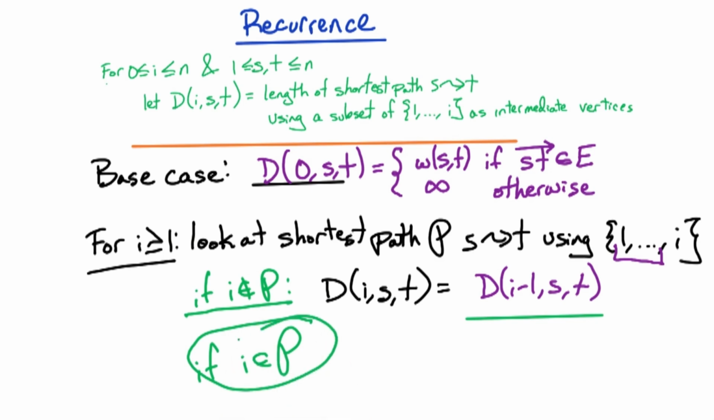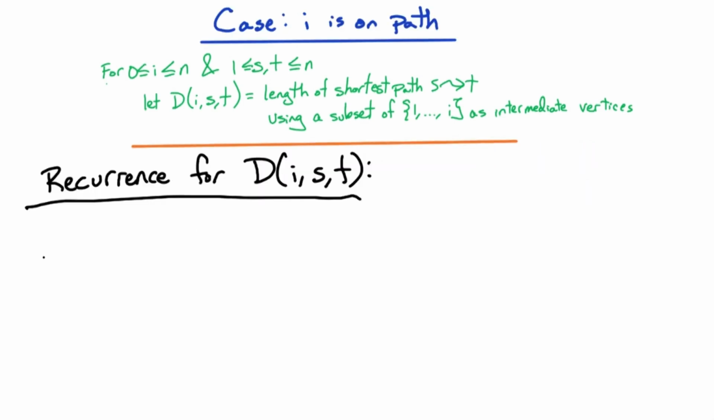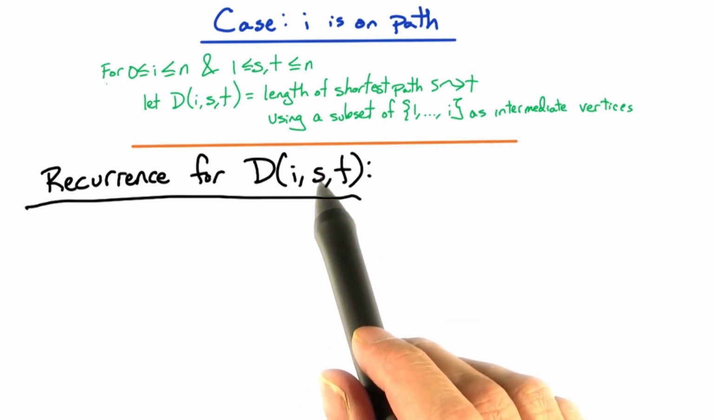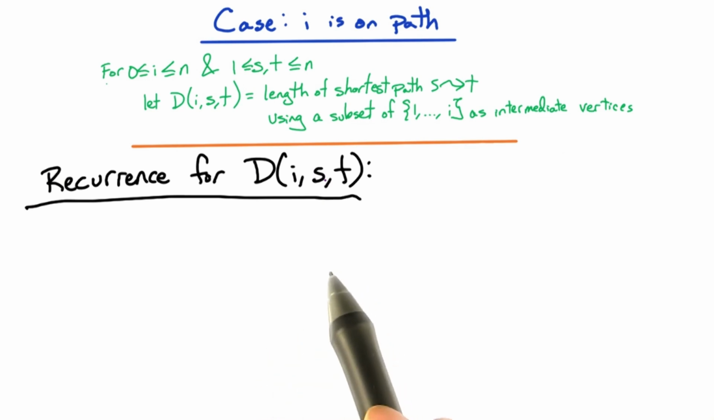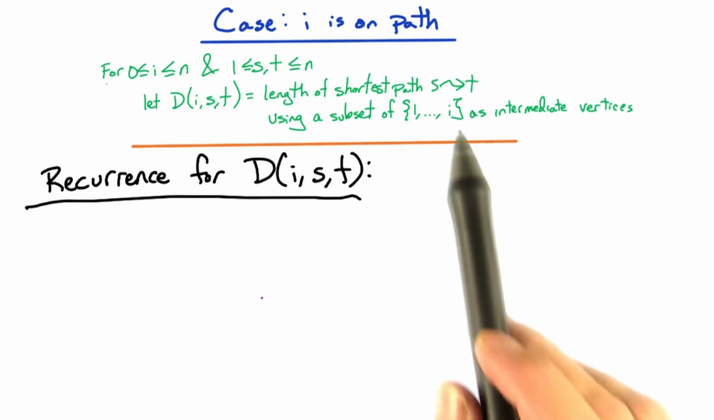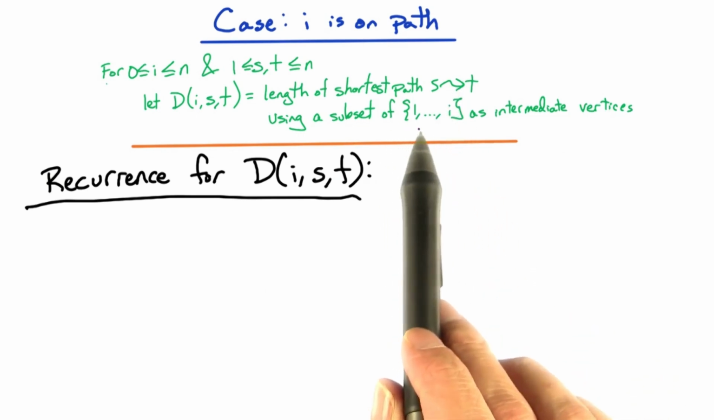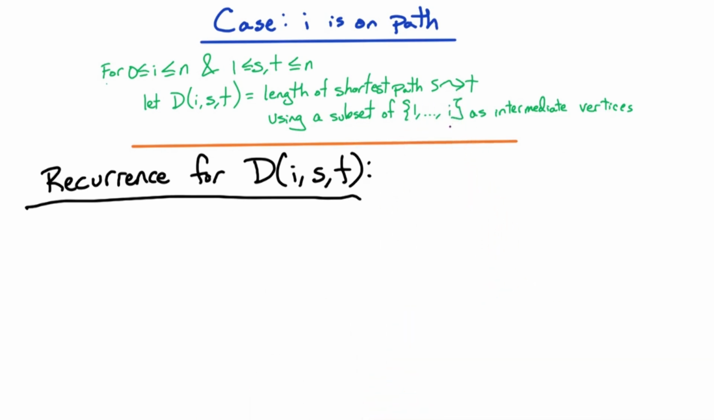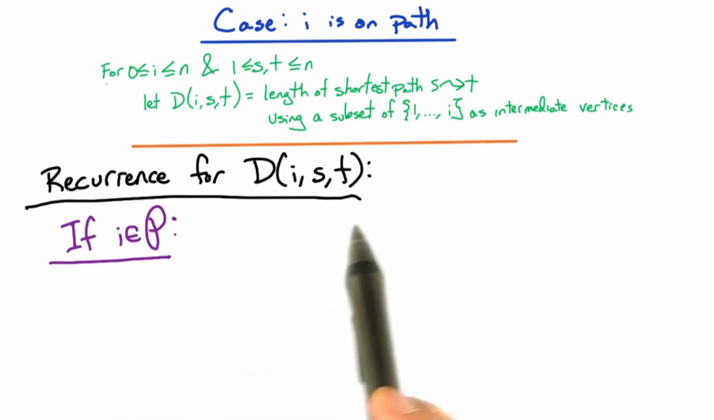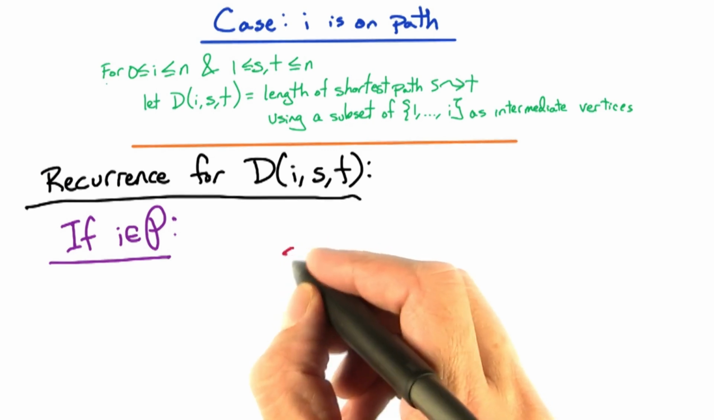Let's dive into this a little bit more carefully. So we're trying to write a recurrence for D of I, S, T. We did the case where the vertex I is not on the shortest path from S to T. And now we want to do the case where vertex I is on the path from S to T. And we're talking about shortest paths which only use vertices 1 through I as intermediate vertices. So let's try to figure out the recurrence for this case where I is on the shortest path from S to T. Let's look at our path graphically.